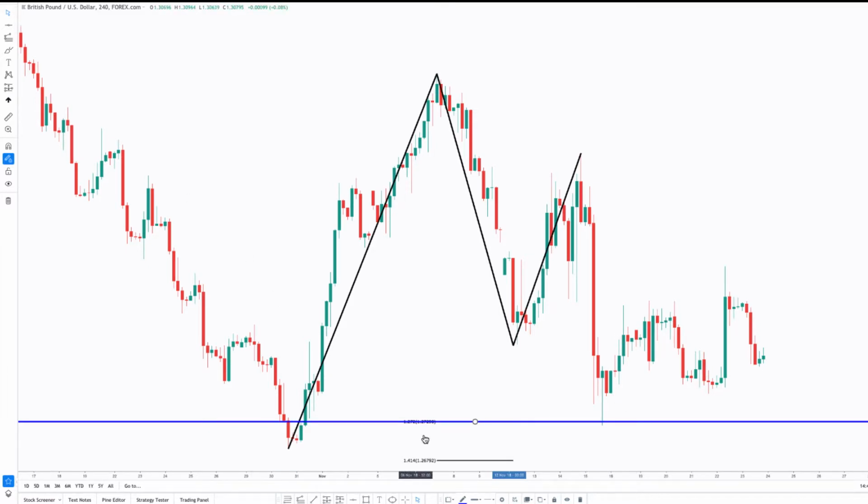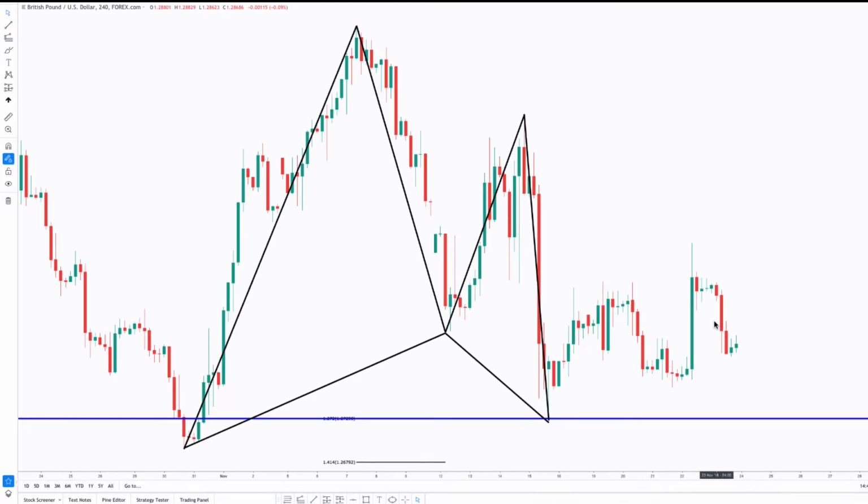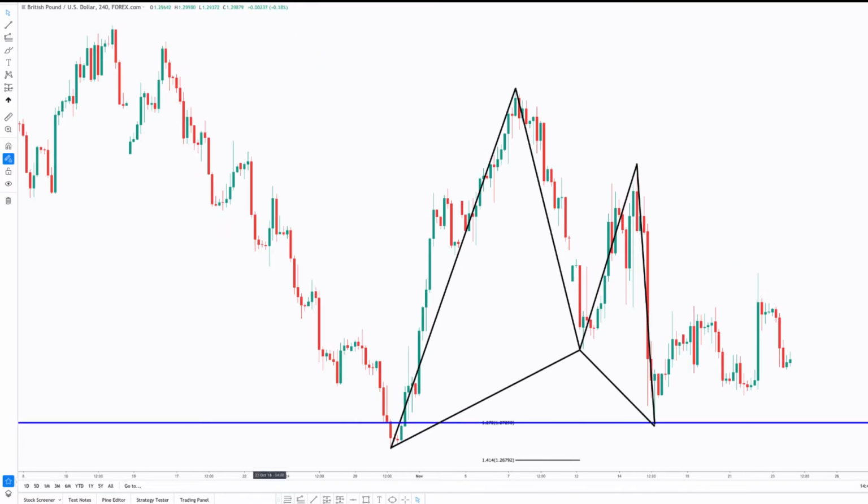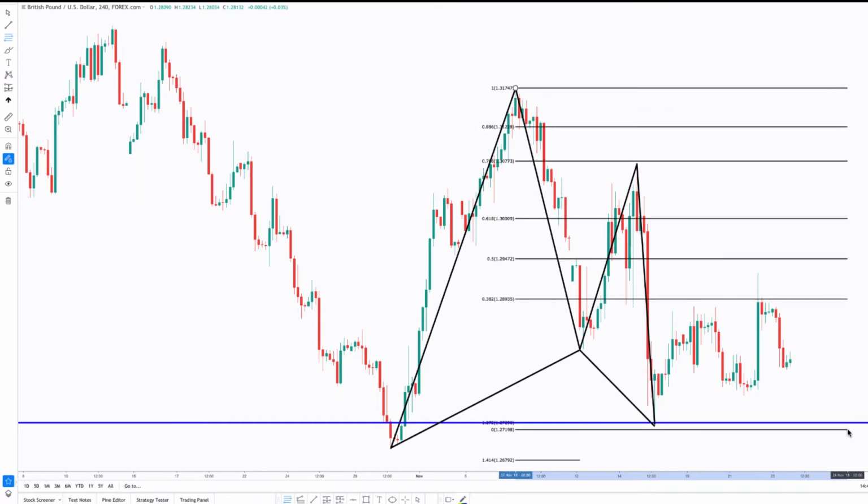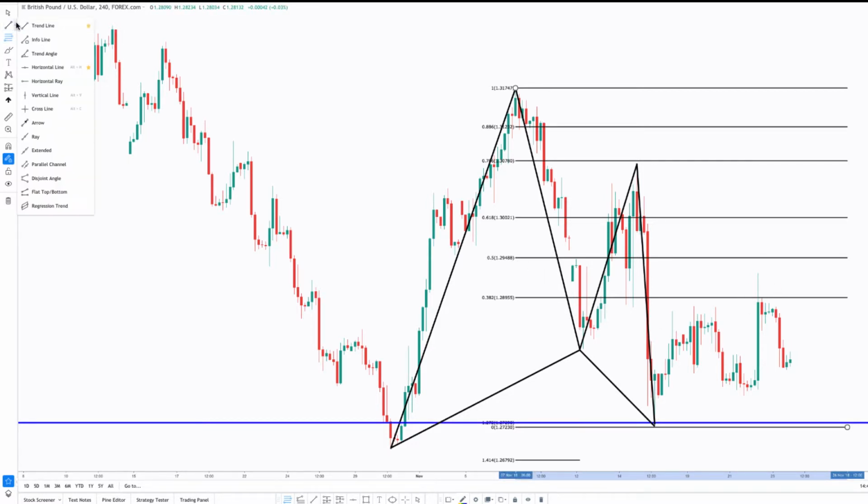So if we complete the pattern and draw the rest of it in, we've got X to A to B, B to C, and CD completion, which happens right down here. Now we can draw the pattern back up, connect the levels, and there we go. That's our Gartley pattern. If we pull up the targets, this is a live trade, so it's currently still going. We've hit the 38.2%, which is our target 1 level. At this point we can push our stop loss up to break even.